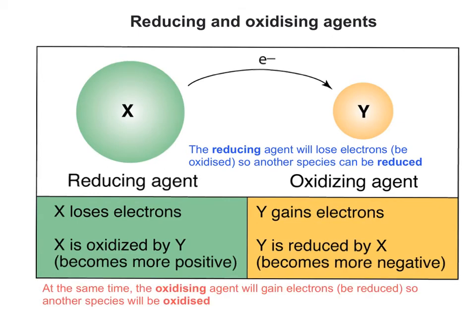And simultaneously the oxidizing agent will gain electrons, and in doing so be reduced, so another species will be oxidized. So to go over that one more time, a reducing agent will cause another species to be reduced by losing electrons to that species. An oxidizing agent will cause another species to be oxidized by gaining electrons from that species.